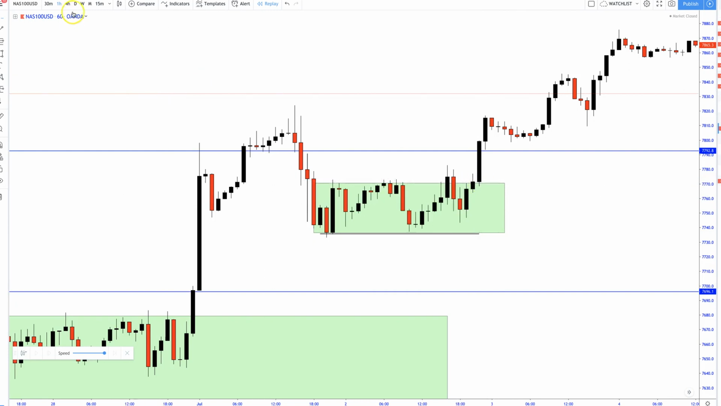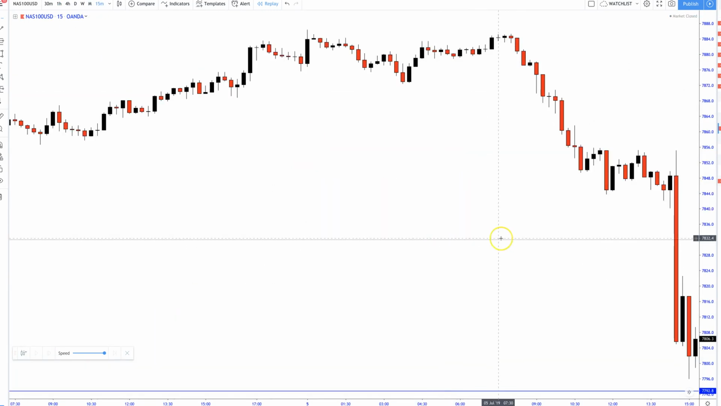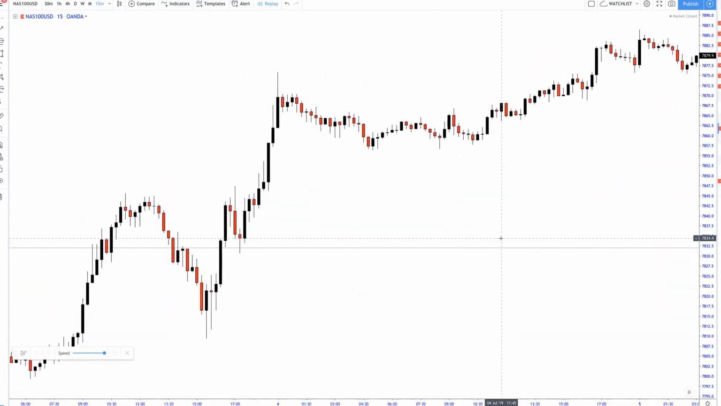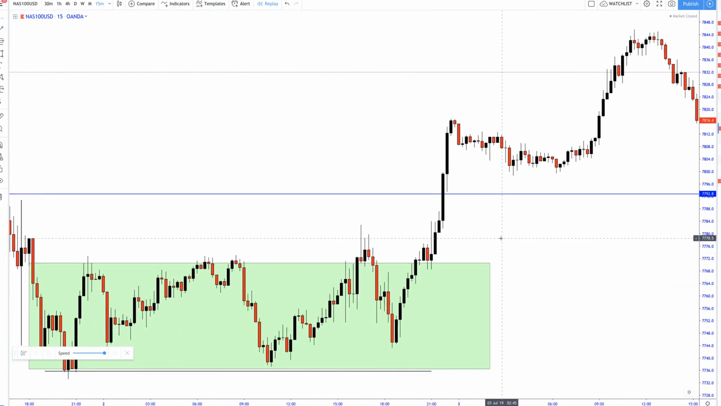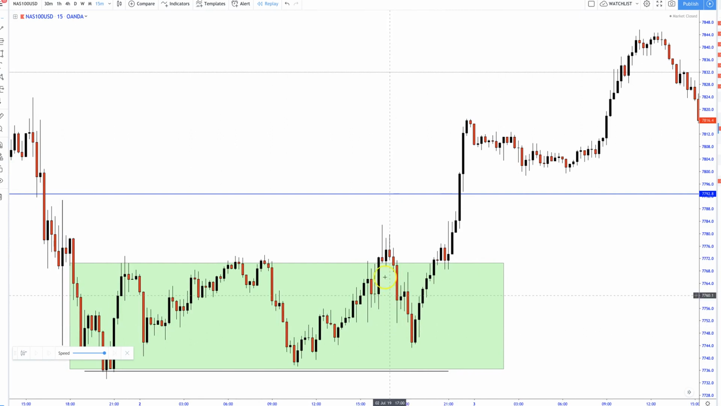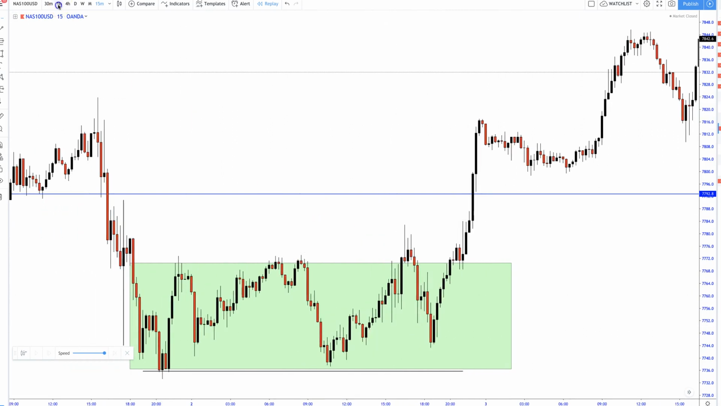When it breaks out, what do we do? We go to the 15-minute. So it broke out over there on the 15-minute. We got a retest. 1, 2, 3. 3 is the magic number. Buy, stop loss at 7767. Entry at 7773. 60 pip stop loss. Measure the breakout candle. We go back to the 1 hour.